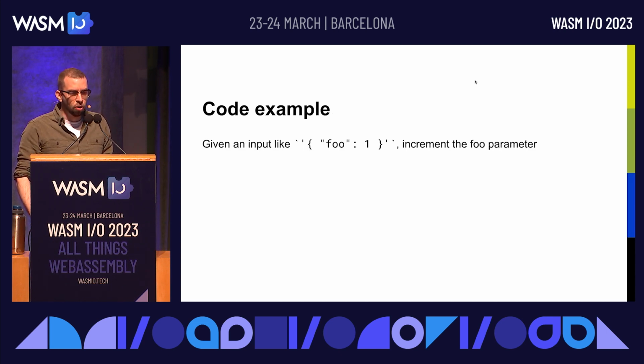So let's go over a bit of a code example. Given an input that looks like foo: 1, encoded as JSON, increment the foo parameter. I do want to call out, though, that Javy doesn't require that you use JSON. You can use any format that can be provided as an array of bytes as input. In this case, I'm just using JSON because it's a lot easier to see what that is compared to, say, protobuf.